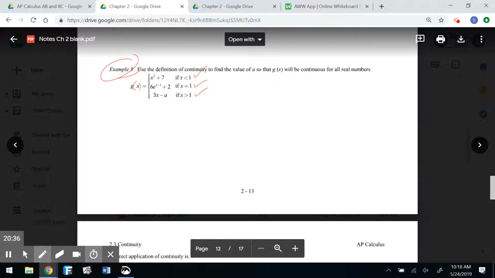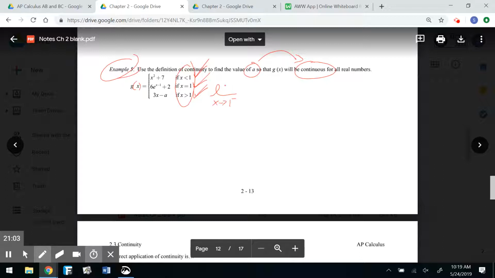Oh, and then they're throwing in some A, dude. So I've got to find some value of A that will make it continuous. Well, boom, right when I see that word, what do I do, class? Yes, definition of continuity. And where could this thing fail? If that's continuous, and that's continuous, it could only fail at x equals 1. It could jump. So let's inspect this guy as we approach 1 from the left-hand side.